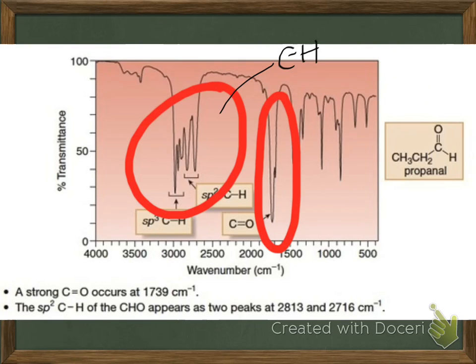So moving on to propanal, we've got some CH stretches which I've circled. They're the little jaggy lines with the big red circle around them. Ignore the sp2 and the sp3 for the moment. All this is showing you is that you've got a large number of CH bonds that are in different situations. And you've also got a large peak between 1600 and 1700, which is the carbonyl group, C double bond O.